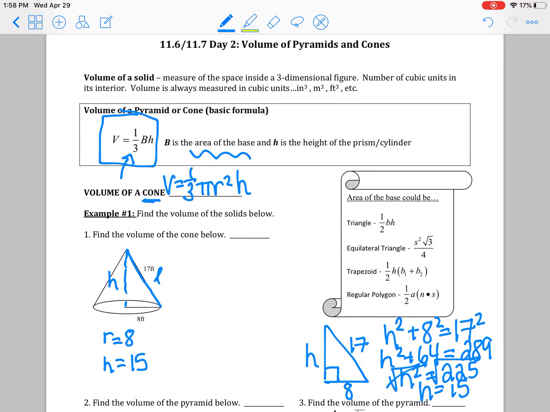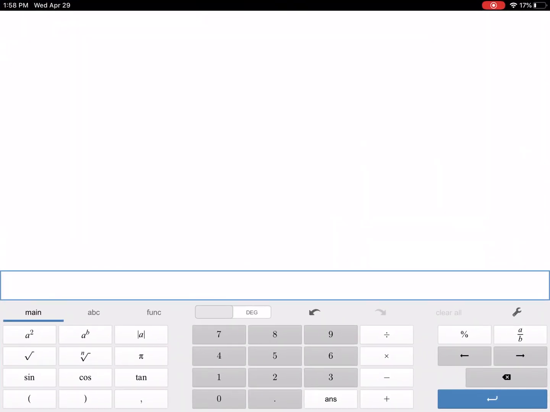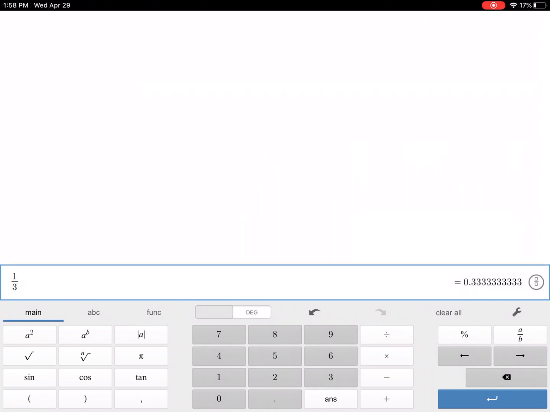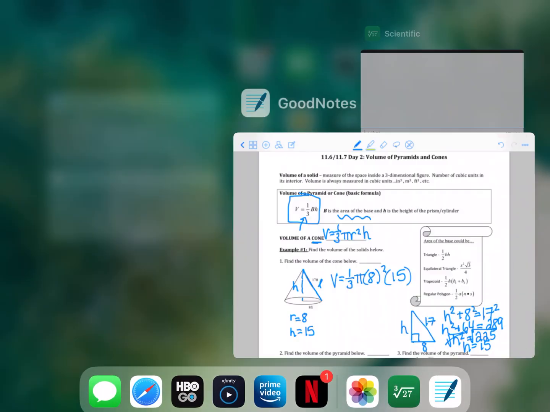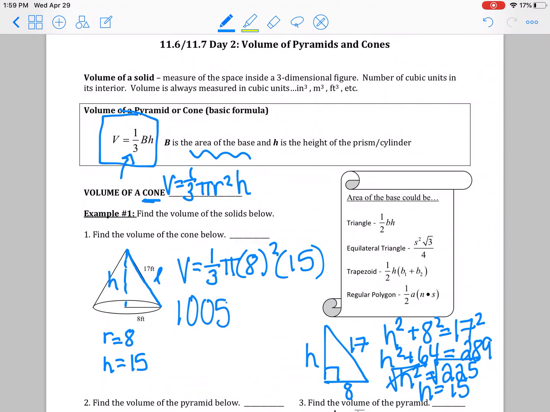Now all we have to do is plug it right into that volume formula, and we get 1/3 pi 8 squared times the height. So let's hop on over to our calculator and plug all of that in. So we have 1/3 pi r squared times the height. So we get 1005.31, and that is in feet cubed. There's our volume of our cone below.